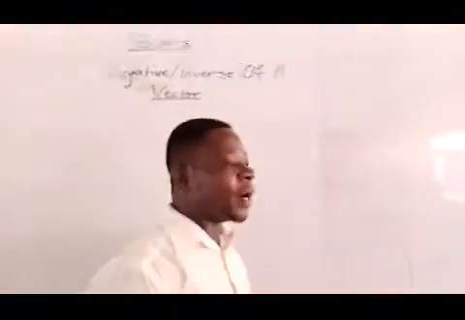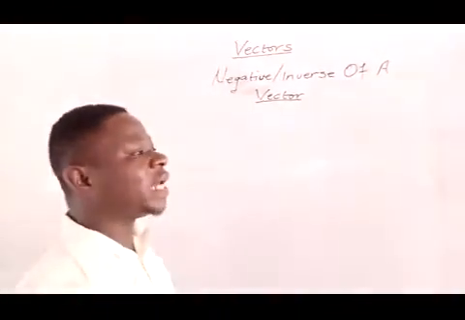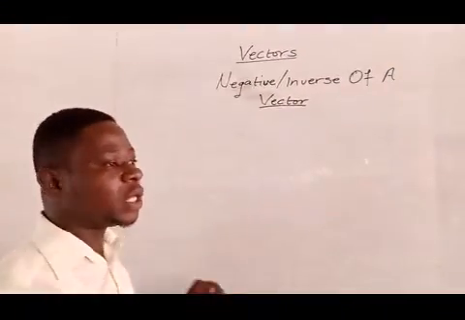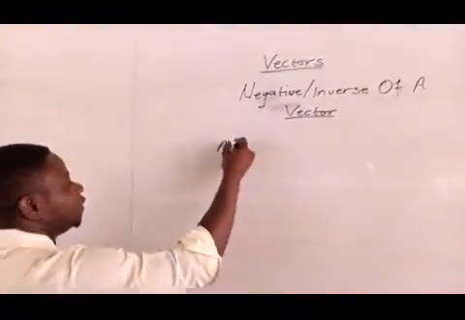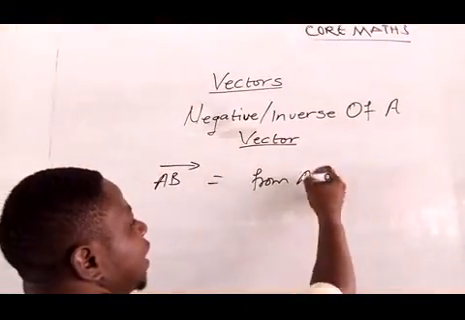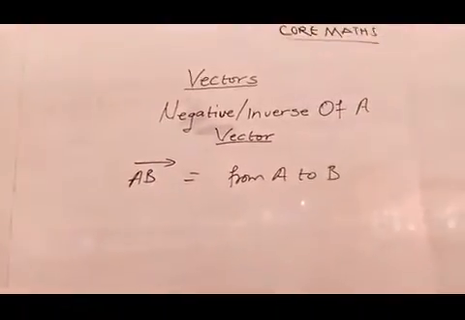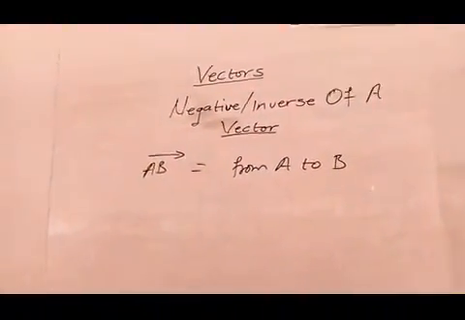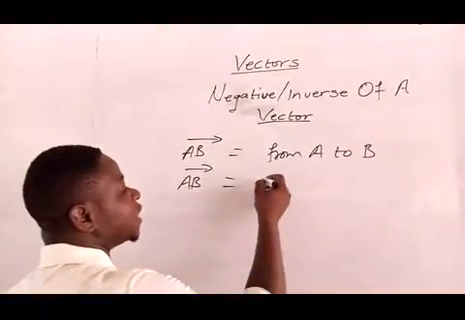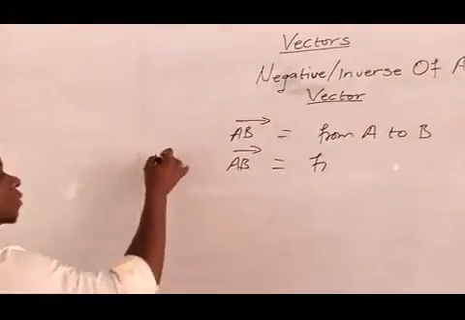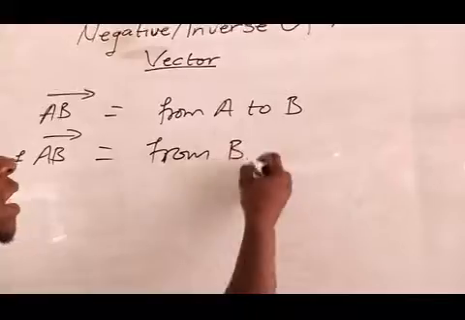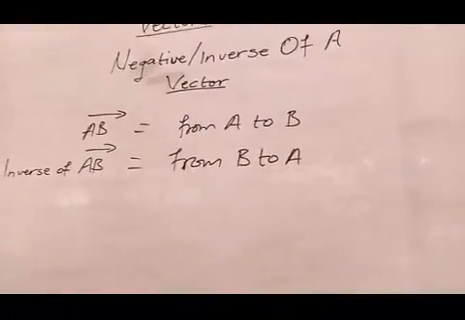Okay, so when we talk about the inverse or the negative of a vector, we are looking at how the opposite of a vector works. In other words, when we take the vector AB, I told you last time that vector AB simply means the vector from A to B. Alright, that is simply what it means, the vector AB. So if you are looking for the negative or the inverse of vector AB, then it simply means you are looking at from B to A.